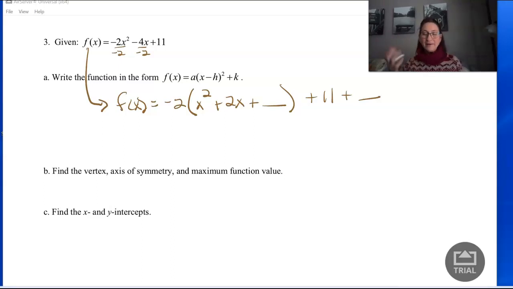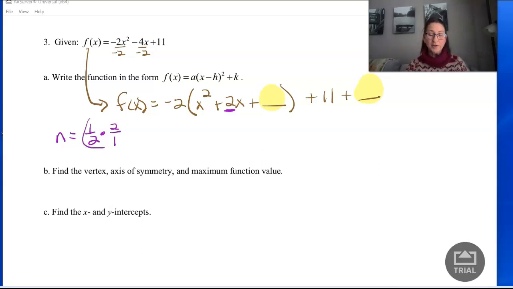Okay. So I have to figure out what my n value is and put it into those 2 blanks in an appropriate way. So my n is going to be 1/2 times that b value of 2. I'm going to put 2 over 2, squared. Well, that's just 1 squared, which is 1. So I'm going to put a 1 right there. But it's not truly a 1 that I just introduced. It truly is a -2 times a 1.